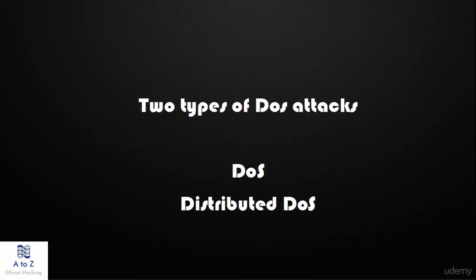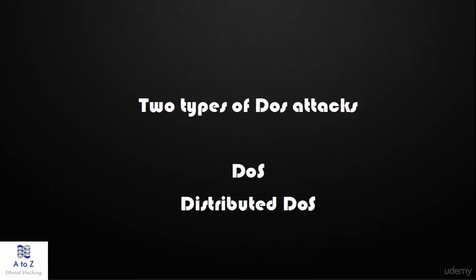There are basically two types of DOS attacks. First one is just DOS and second one is distributed DOS. DOS attack is performed by a single host, whereas distributed DOS is performed by a number of compromised machines that all target the same victim. It floods the network with data packets.